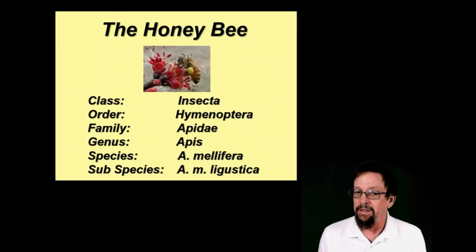So the honeybee, it's an insect, so we're going over the class, order, family, genus, species, and subspecies. The main thing is the honeybee is Apis, which is bee, mellifera, which means honey bearing, and then in this case it's ligustica, which is Italian honeybees. So we are talking about the Apis mellifera ligustica.